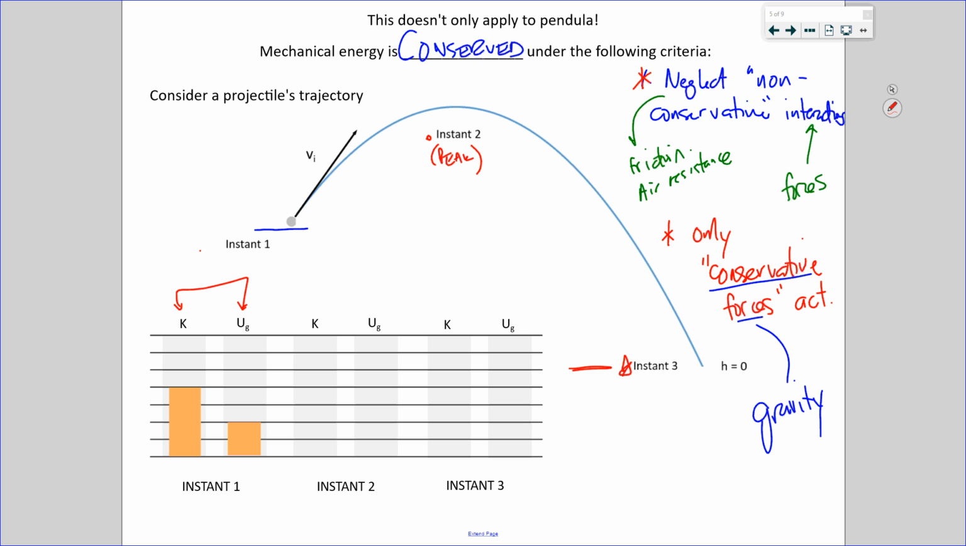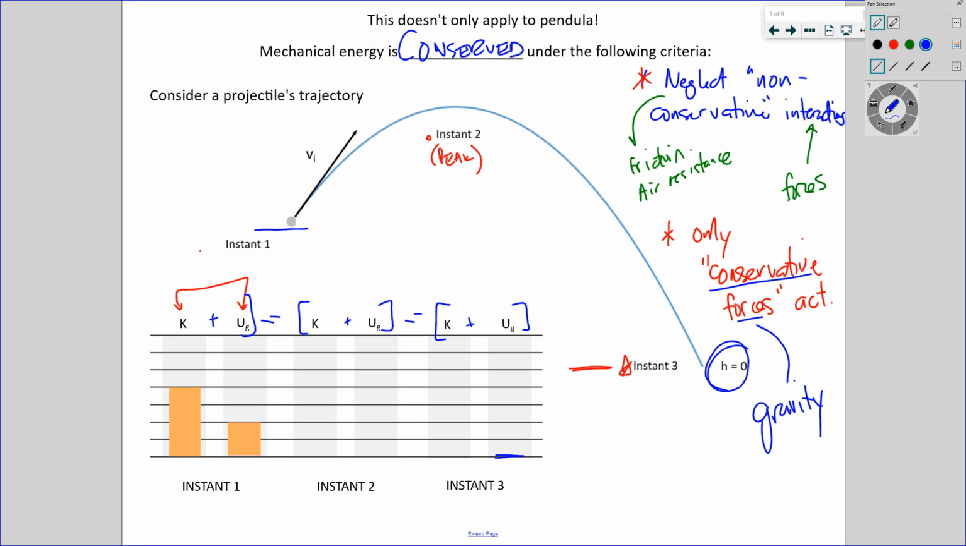But let's see, what can we do? Well, we can for sure say this, right? I know that if height 3 is 0, then that means UG3 is 0. And I know if mechanical energy is conserved, this plus this equals this plus this equals this plus this. So that means there was a mechanical energy of, quote, 6. Okay, 1, 2, 3, 4, 1, 2. So there's still a mechanical energy of 6. 1, 2, 3, 4, 5, 6. Here's your bar for instant 3.